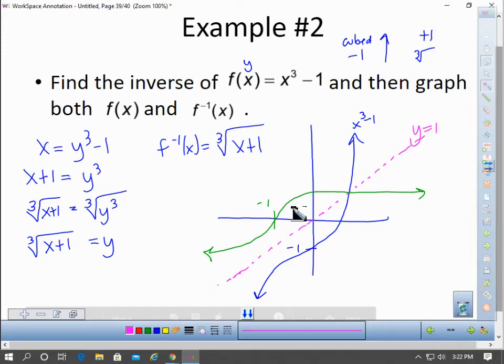So if you put this in your graphing calculator, if you do the cube root of x plus 1, you're going to get this sideways S here that intersects at negative 1. And it's a mirror image across this line here, y equals x, from x cubed minus 1. I knew what x cubed looks like, and I just shifted it down 1 unit. And so that just verifies that inverses are symmetrical across this line, y equals x, not y equals 1. Sorry about that. They're symmetrical across the line y equals x.